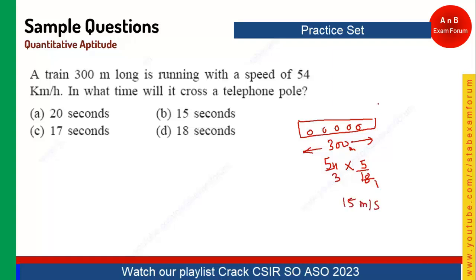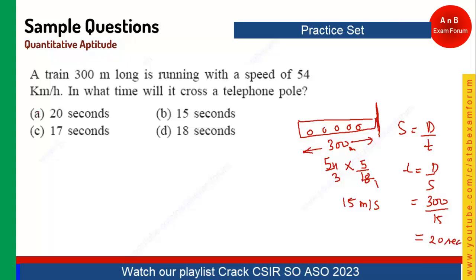And as you know, it is crossing a telephone pole. So in how much time will it cross this pole? As this is a very thin pole, the distance will be the length of the train, and the speed you have. You know the formula: speed is equal to distance upon time, and time is equal to distance upon speed. Distance is 300 meter, speed is 15, so the answer is 20 seconds.